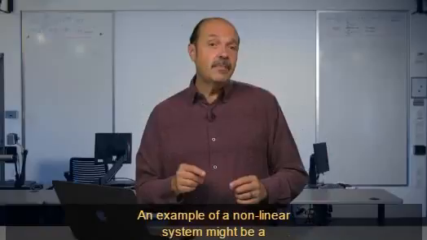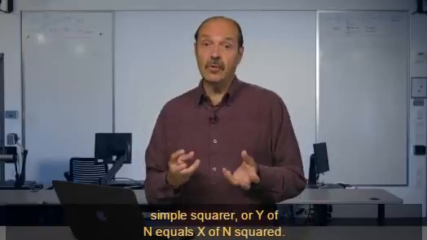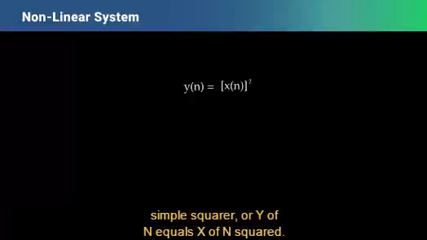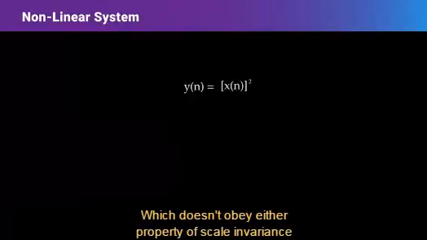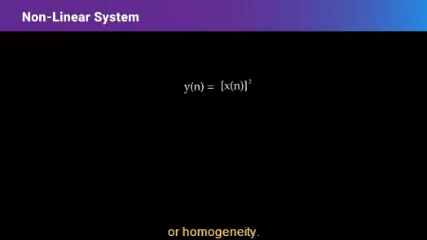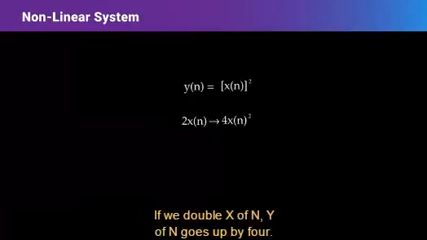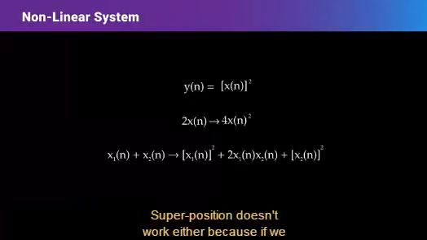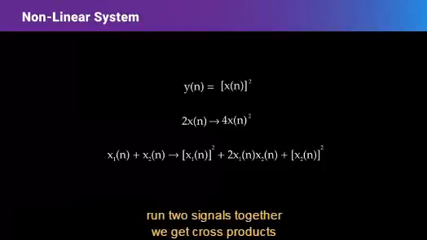An example of a nonlinear system might be a simple squarer, or y of n equals x of n squared, which doesn't obey either property of scale invariance or homogeneity. If we double x of n, y of n goes up by 4 because of the squaring. Superposition doesn't work either because if we run two signals together, we get cross products of those two signals.